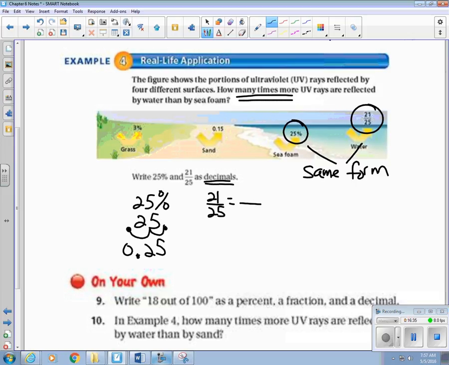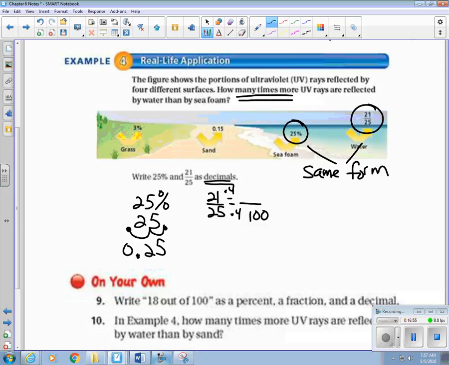That's one way to do it. Or I could change this into a fraction out of 100, which would mean the same thing as a percent, and then I could change it to a decimal. So 25 in the denominator, I could multiply that by 4 to get to 100, which means that if I multiply my numerator by 4, it will give me a new numerator.